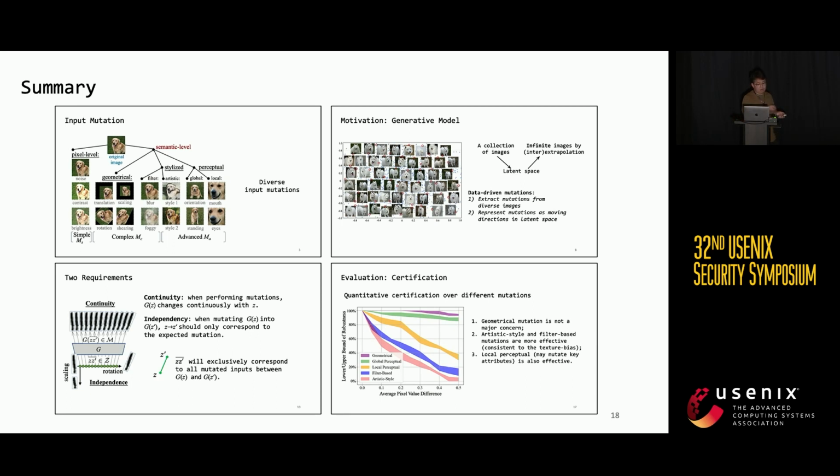To summarize, in our work, we implement diverse mutations in a unified way, and our approach is based on generative models. But usually, the images generated using a generative model change arbitrarily. To make the generative model suitable for neural network robustness certification, we propose two requirements: continuity and independency, and we also give the solutions. We then incorporate our techniques into conventional certification frameworks and study the robustness over different neural networks, and also study how different mutations affect the neural network's robustness.